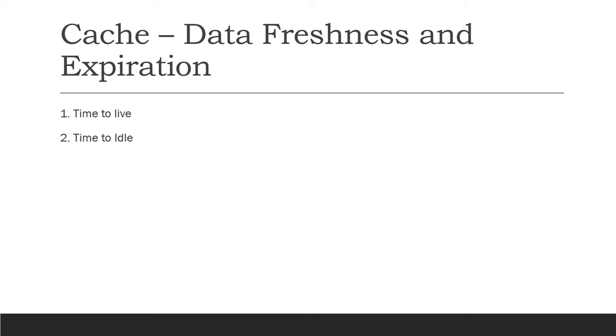We expire the cache and reload the data from the database. There are two expiration policies: time to live and time to idle. Time to live means we set a time, like within 5 seconds all cache entries should be removed. When the time is reached, all entries are removed and the cache is empty. When we request the same data again, it will hit the database.